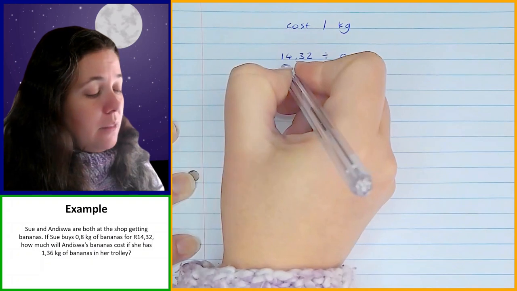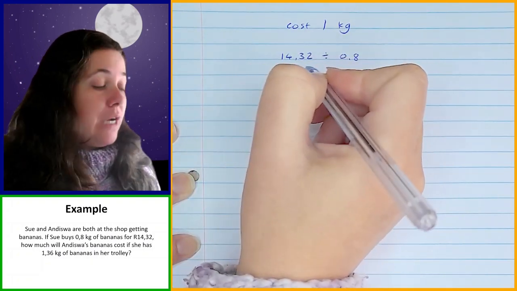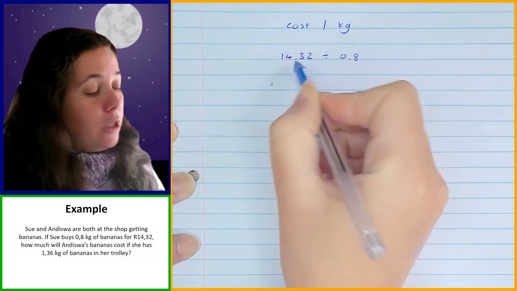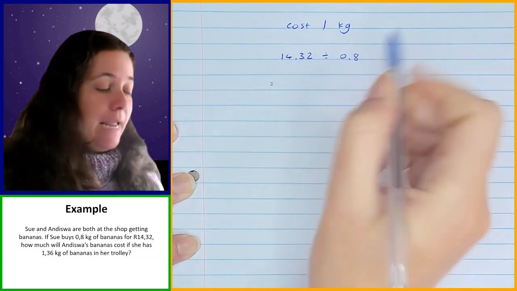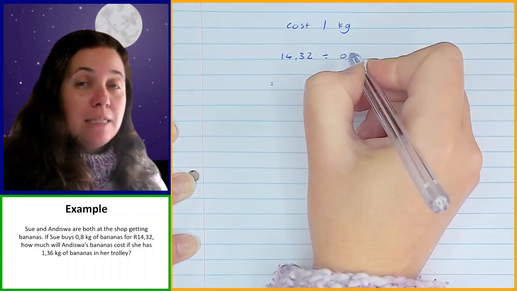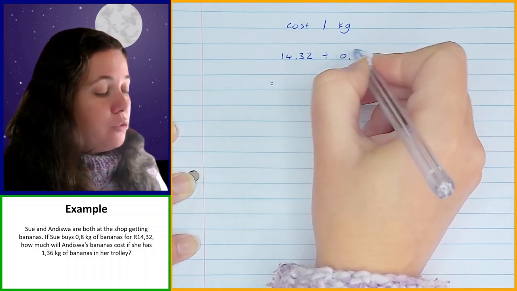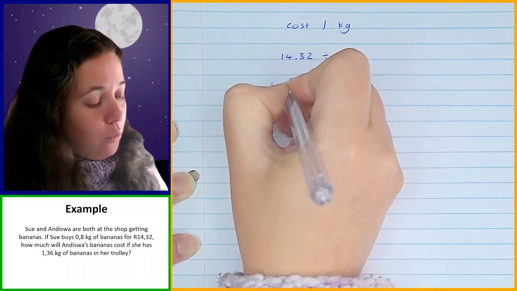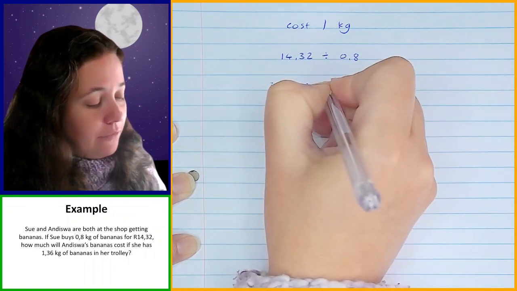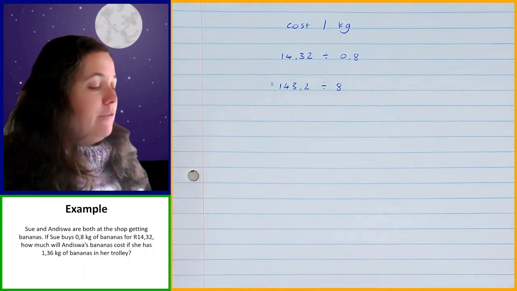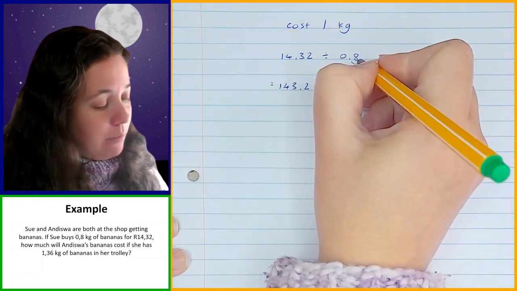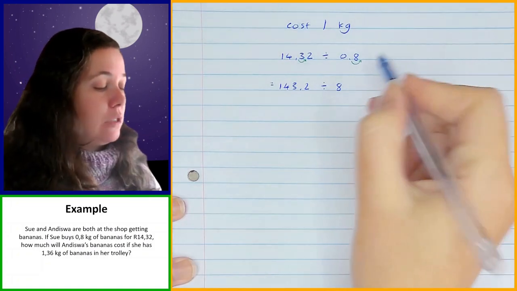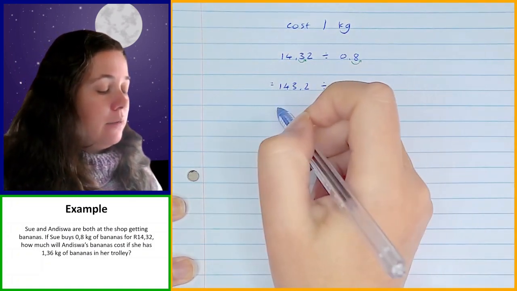So now, when I work this out, we've already learned how to do division for decimal fractions. So first we're going to multiply both of these by 10 so that the divisor is a whole number. I want this to be a whole number, so I'm going to need to multiply both of them by 10. So that's going to give me 143.2 divided by 8. By multiplying both of these by 10, I move that decimal place over so that it is not a fraction anymore. It's a whole number. So now I've got 143.2 divided by 8.